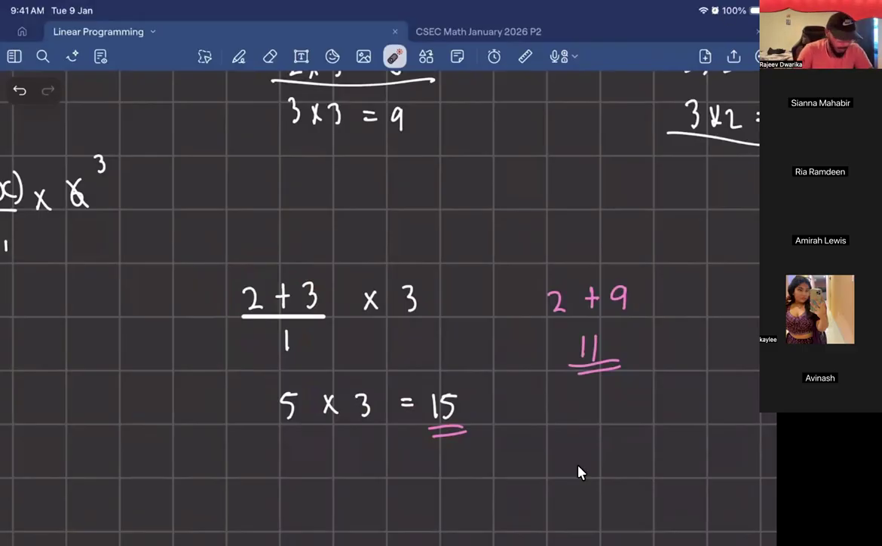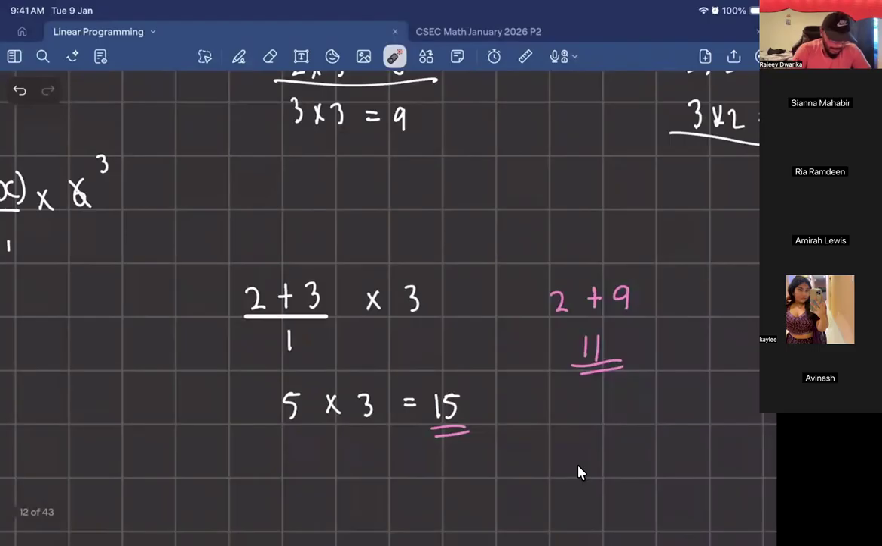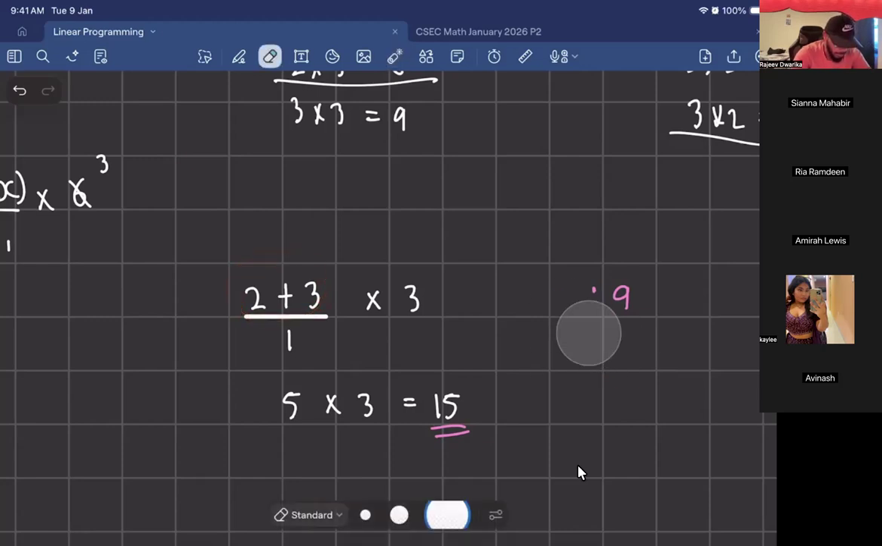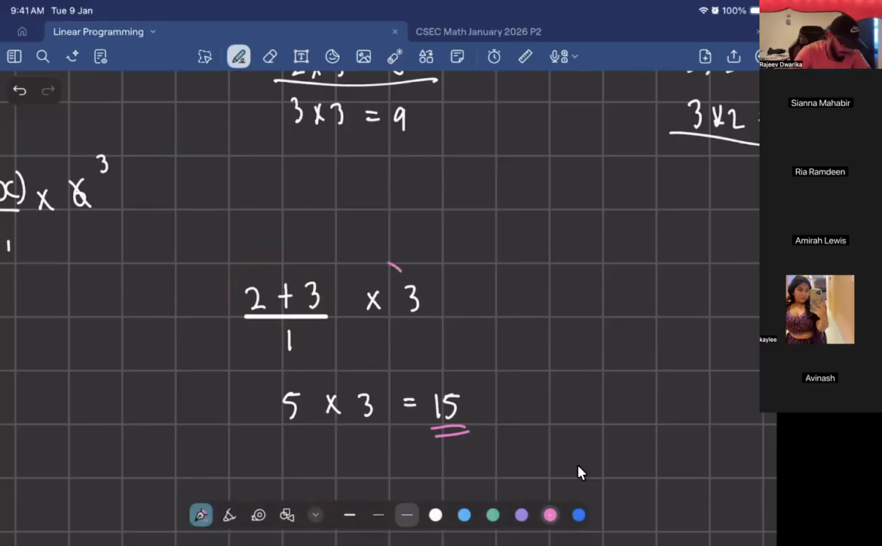All right. So the correct answer is 15, right? You understand why it's 15? Yes. And the wrong answer is 11. Now let's try to multiply everything here by 3 and see what would have happened. So you tell me, what is 3 by 2? 6. And what is 3 by 3? 9. What is 6 plus 9? 15. Is that the correct answer?